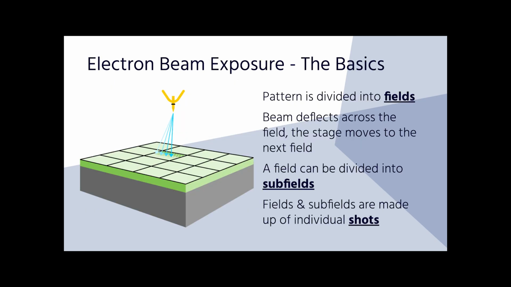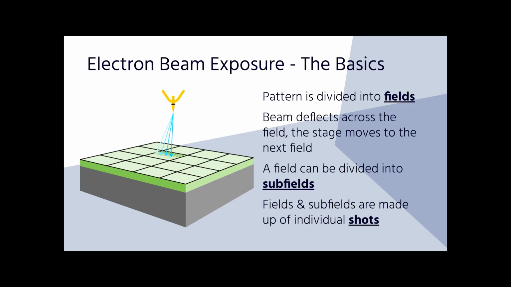Why does it take so long to expose using electron beam lithography? Well, let's look at how an electron beam exposure works. We start with a focused beam of electrons being emitted from a source that is directed to different sites across the sample. However, that beam of electrons can only be deflected so far, usually on the order of about 1 millimeter. So your pattern needs to be divided into smaller chunks. These are called fields. The stage will move so that the beam is centered on a single field. The beam will deflect across that field, and then the stage will move to the next field.